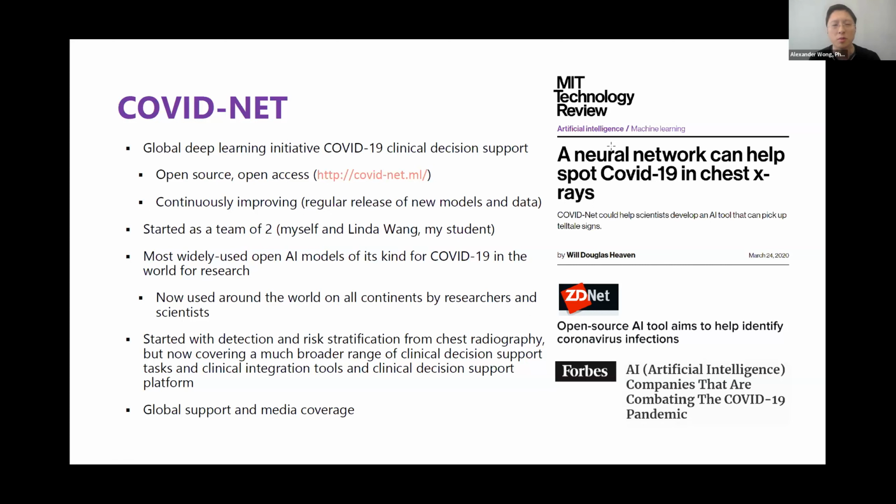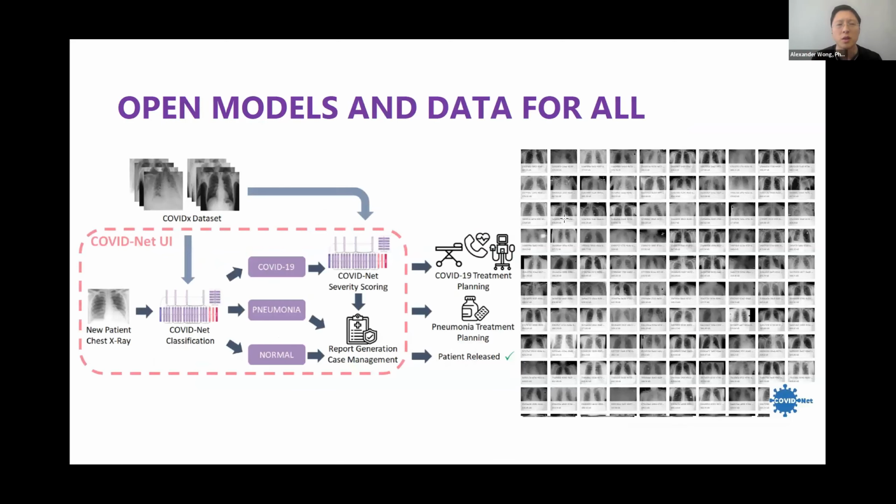We receive a lot of global support. Our team is significantly larger now, and we're fortunate to have received a lot of media coverage. One of our main goals with the COVIDNet initiative was to promote open models and open data for all, especially during the pandemic, where this information was very scarce. There weren't a lot of resources going around. So we put a lot of effort into creating the world's largest data sets for different modalities, from chest x-rays to CT scans to ultrasounds, as well as all the supporting models for different clinical tasks, from severity scoring to treatment planning, case management, COVIDNet classification, and so on.